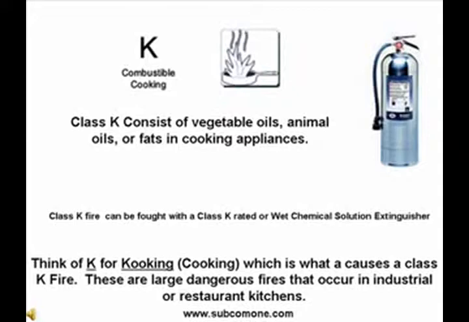The newest rating in fire protection is K, combustible cooking equipment. Class K consists of vegetable oils, animal oils, fats, other things in the cooking appliances. Class K fires can be fought only with a Class K rated wet chemical solution. Think of the letter K for cooking, which is what causes a Class K fire. These are large and dangerous fires, and they occur mostly in industrial or restaurant kitchens. You should not have a Class K fire at home.